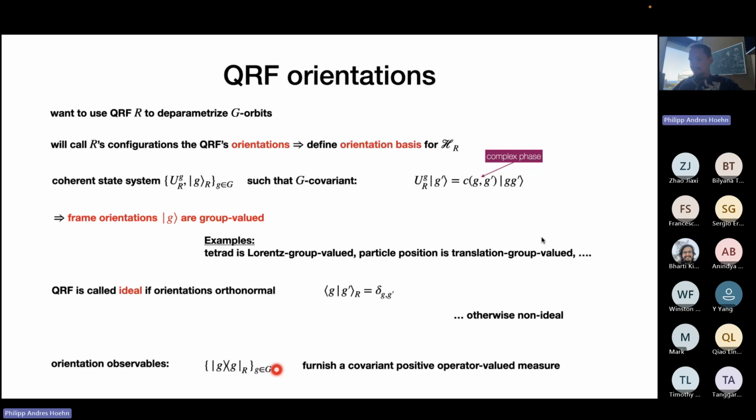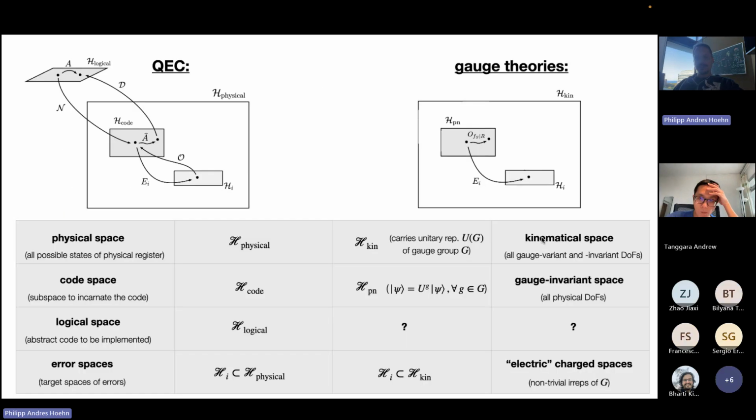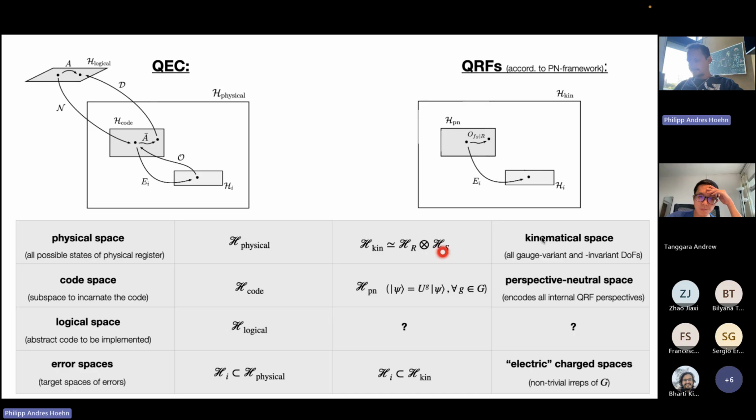Okay, and then these orientation observables, I can build POVMs from them, so covariant positive operator valued measures, and those are observables for the orientation. And what we want to do now, using these quantum reference frames, is fill in the missing pieces here. First of all, we're going to make the assumption that the kinematical space now factorizes in this way. Now this gauge invariant space has the name perspective neutral. I will hopefully have the time to explain better why it's called perspective neutral. In the end, it will turn out to be a Hilbert space that will encode all the different quantum reference frame perspectives at once. So in that sense, neutral.